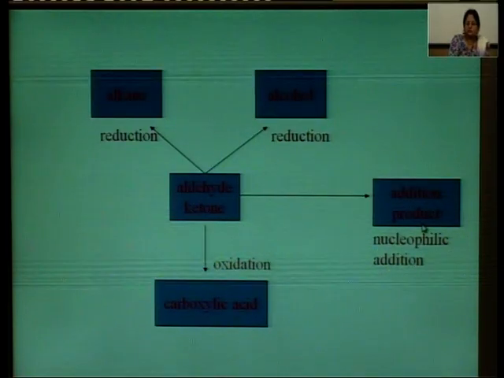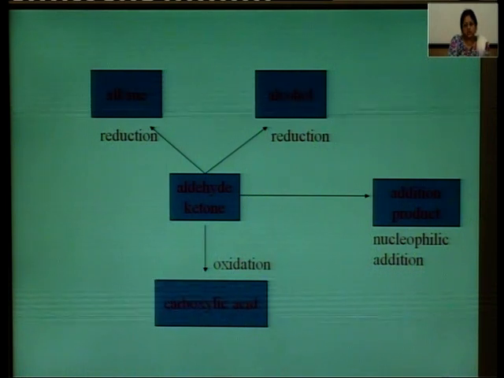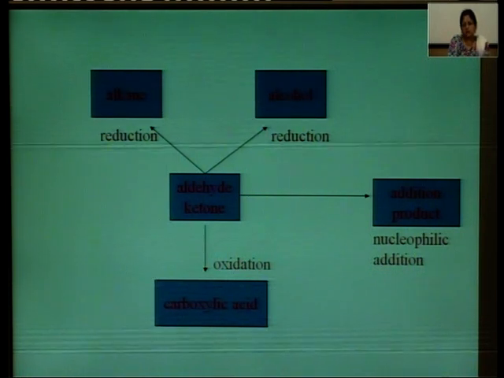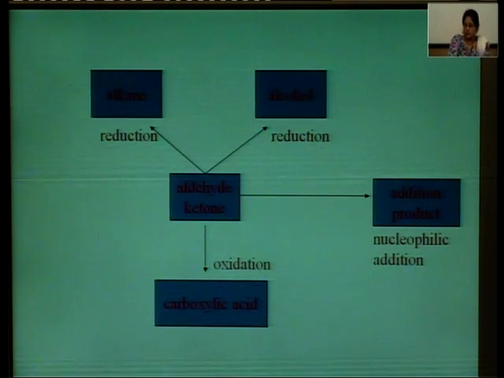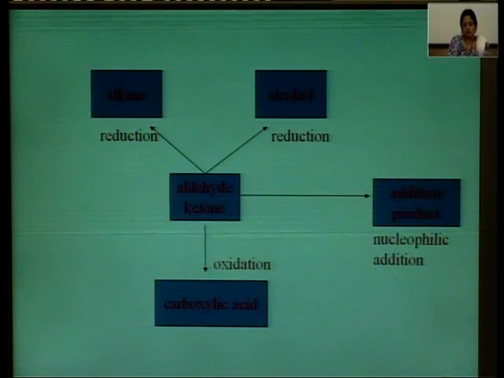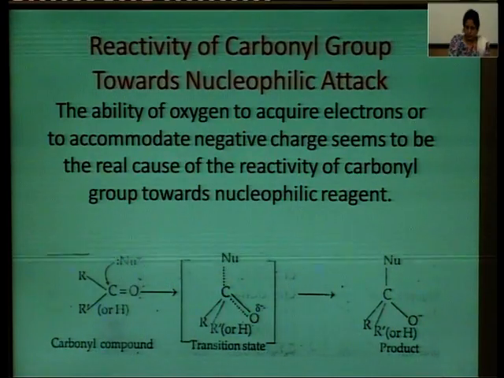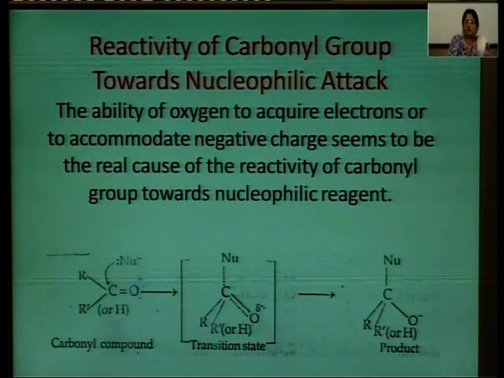Firstly, we will discuss the nucleophilic addition reactions of aldehydes and ketones. After that we will discuss the reduction of aldehydes and ketones, and lastly we will discuss the oxidation of aldehydes and ketones. So, firstly taking the nucleophilic addition reaction.